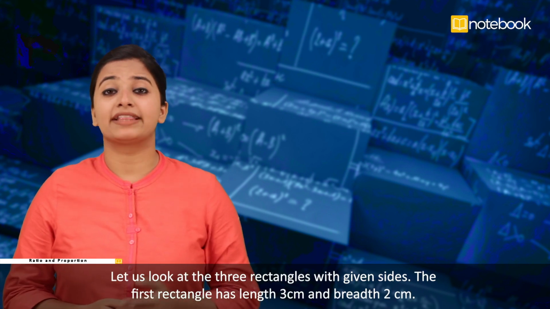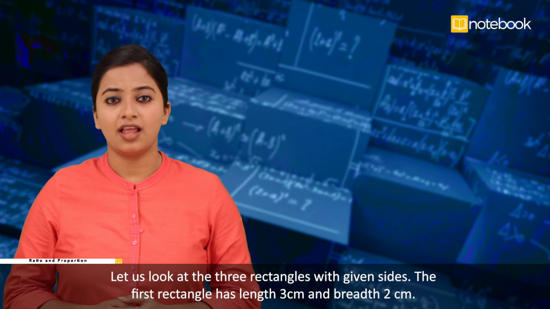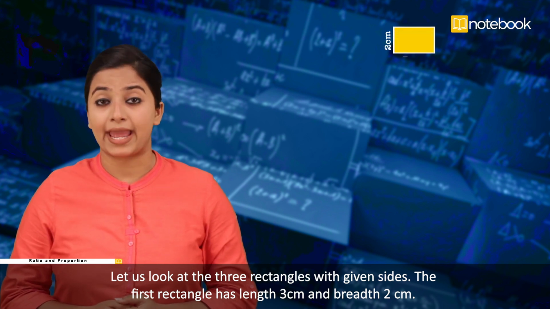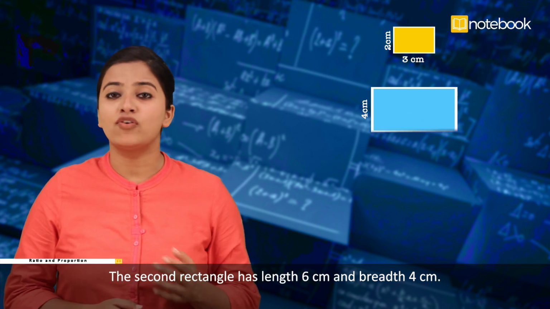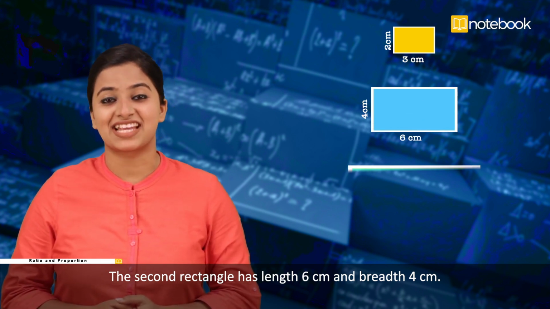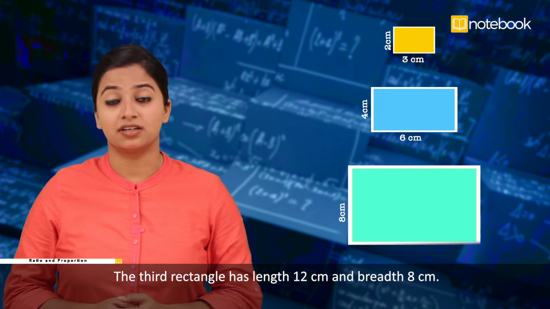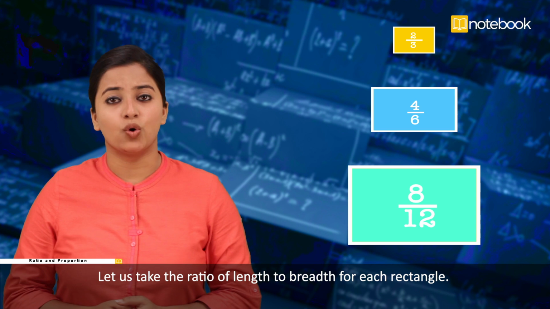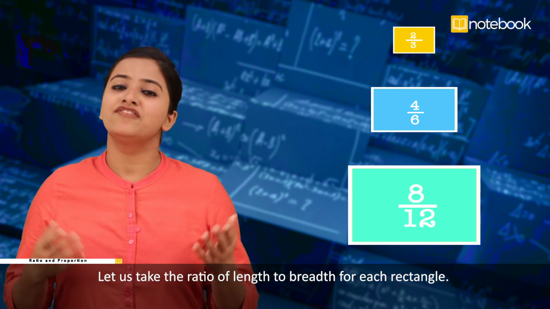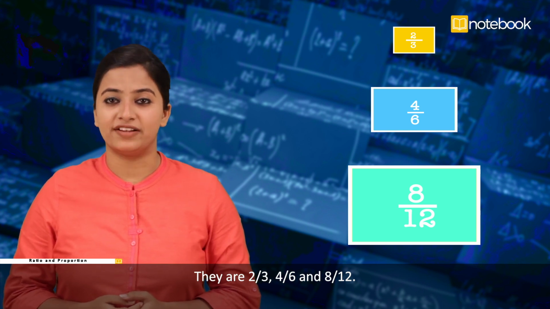Let us look at the 3 rectangles with given sides. The first rectangle has length 3 cm and breadth 2 cm. The second rectangle has length 6 cm and breadth 4 cm. The third rectangle has length 12 cm and breadth 8 cm. Let us take the ratio of length to breadth for each rectangle. They are 2 by 3, 4 by 6 and 8 by 12.